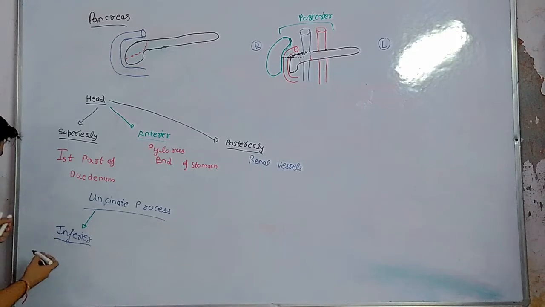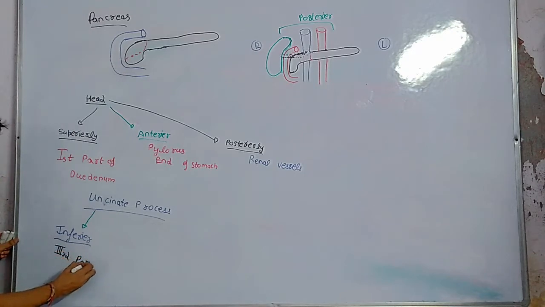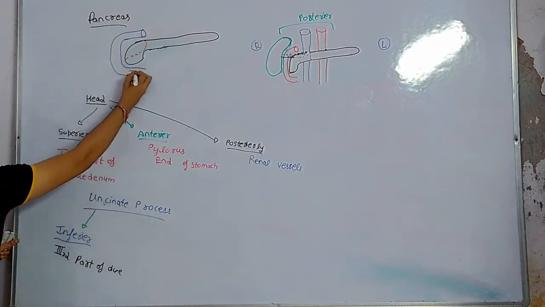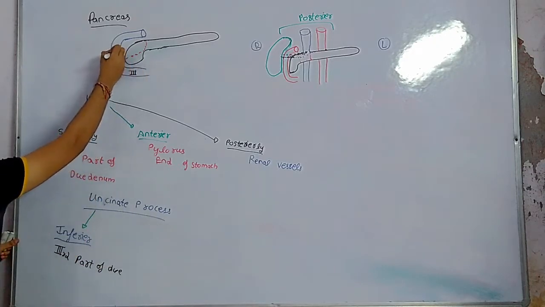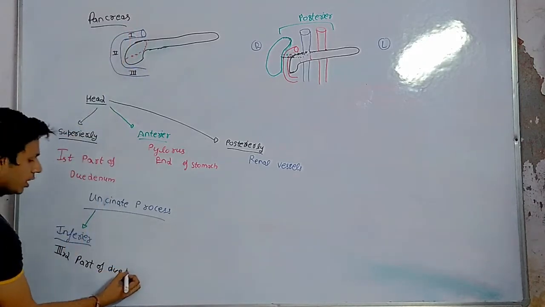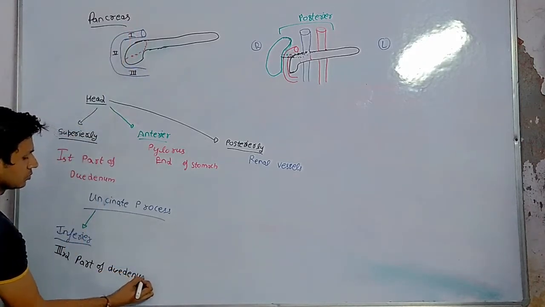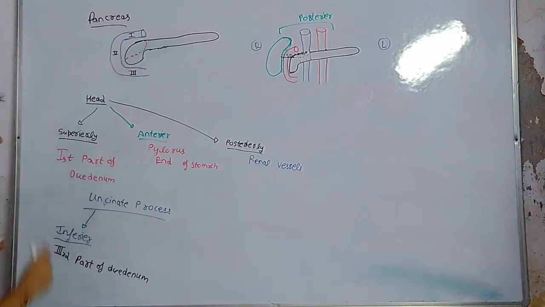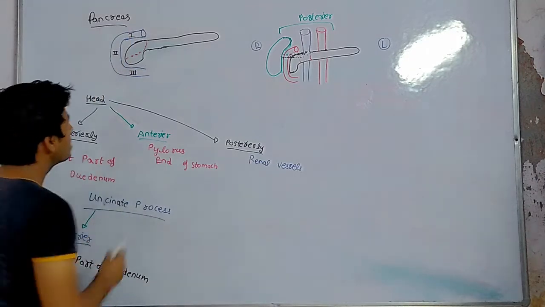The third part of the duodenum. This is the third part of the duodenum, this is the second, and this is the first. Duodenum. Done. And anterior to the uncinate process.